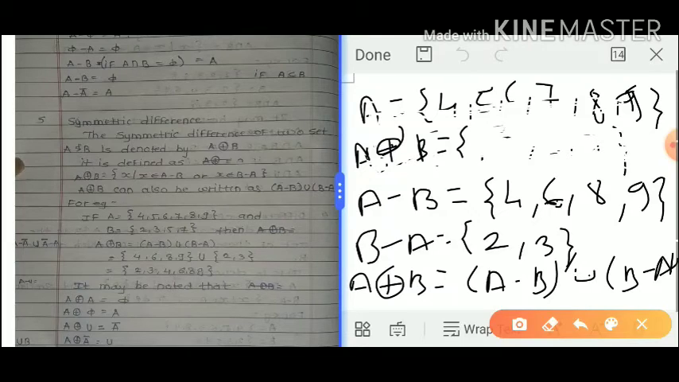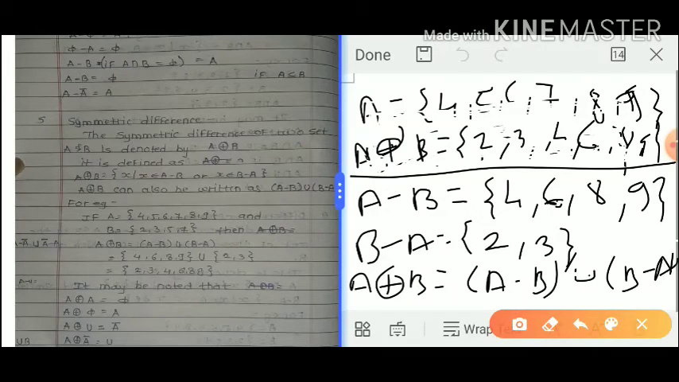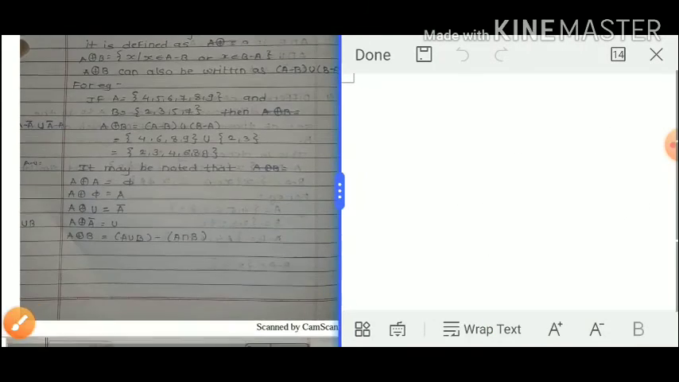Union means all the elements of the first set and second set, and a common element is considered only one time. So here the two elements in B set, 3 which is also in B set. Next, the elements in A minus B: 4, 6, 8, 9. So this is the symmetric difference set. Okay, we already solved it here. This is the answer of A symmetric difference B.